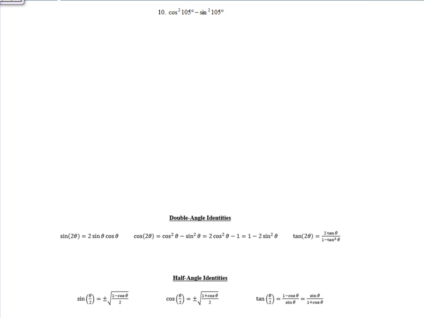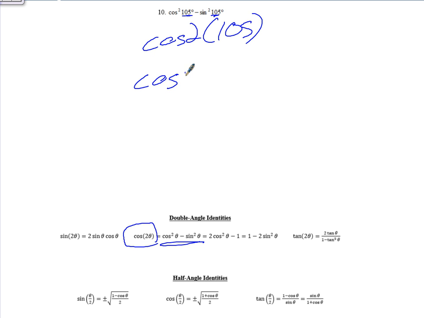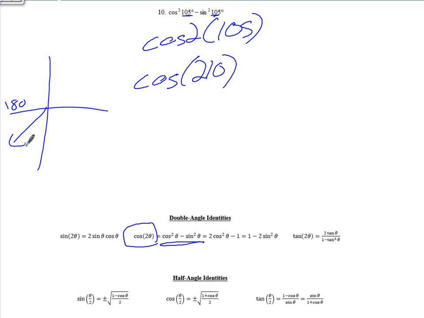And that's what we're going to do for all of these. So here, again, find which one it matches up with. Here it looks like we're going to do cosine 2 theta, where theta is 105. So I have cosine of 2 times 105, cosine of 210 degrees. 210 degrees, if this is 180 here, 210 is going to be right here.